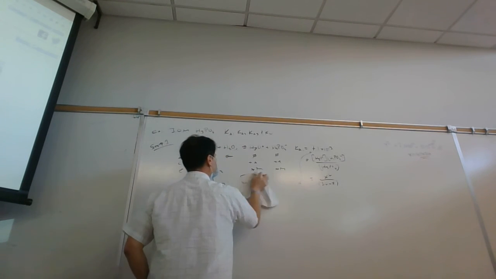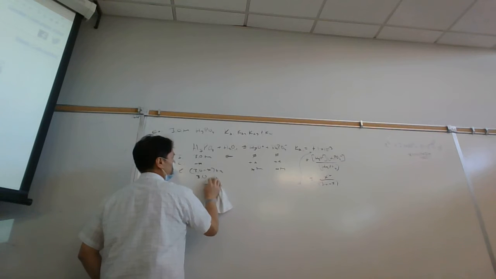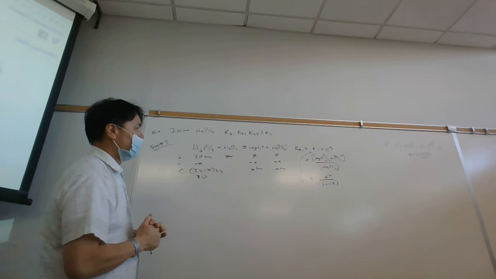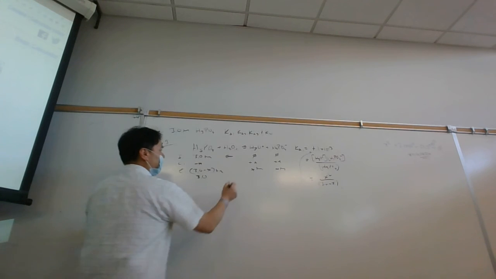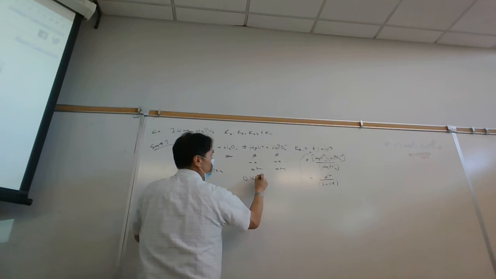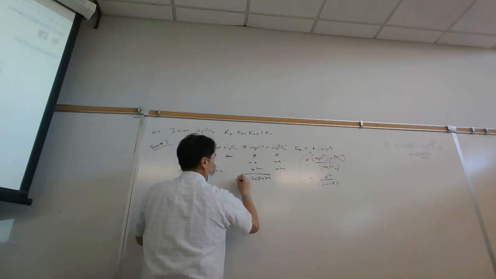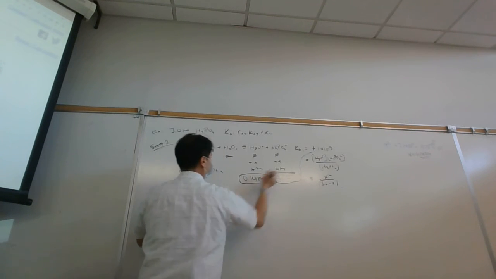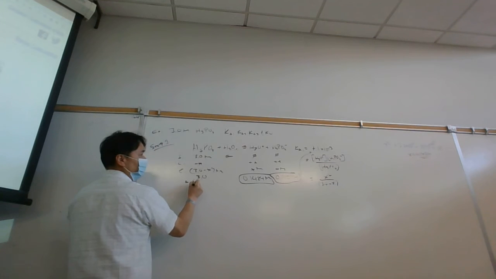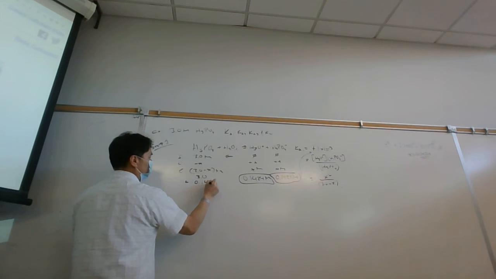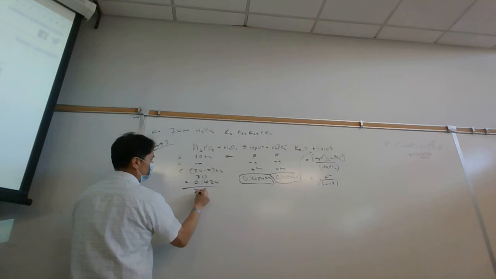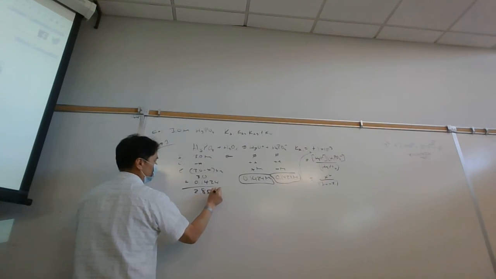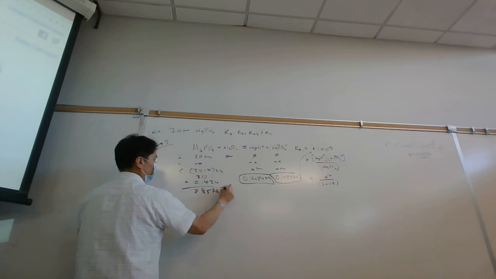Okay, sorry. I need to redo these numbers here. So we'll do it with 0.1424 instead. So this is going to be 0.1424 molar, 0.1424 molar. This is going to be 3 minus 0.1424, which will be 2.8576 molar.